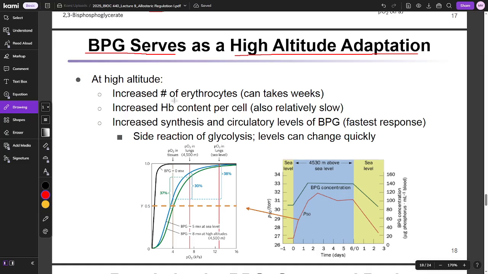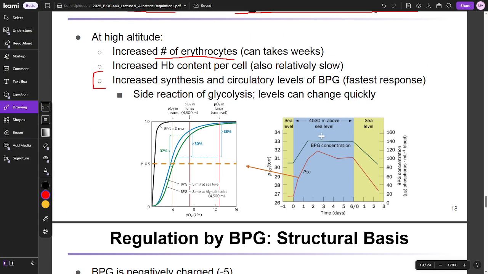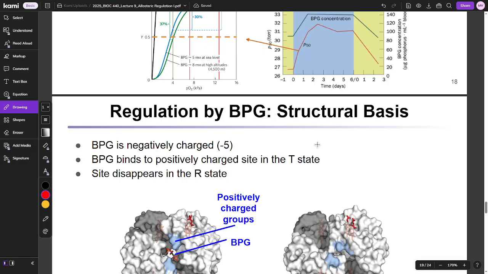So at high altitudes, it makes sense. You can't just magically produce more erythrocytes; it takes a while. You can't just increase hemoglobin content per cell either; that also takes some time. This is the fastest response, because glycolysis is happening, and you're going to produce 2,3-bisphosphoglycerate, as a result of the 1,3-bisphosphoglycerate in the glycolytic pathway being turned into 2,3-bisphosphoglycerate through a mutase of some kind, which you guys will learn about later on.